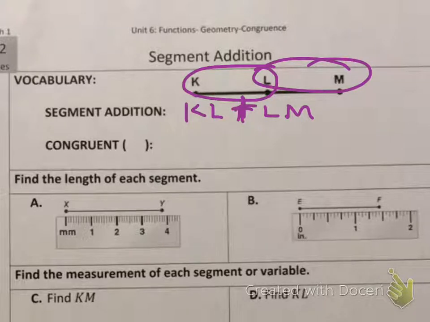Congruent, the symbol for congruent is squiggly lines like this. Congruent usually means equal. So just remember, if it says congruent, it has to be equal or the same.